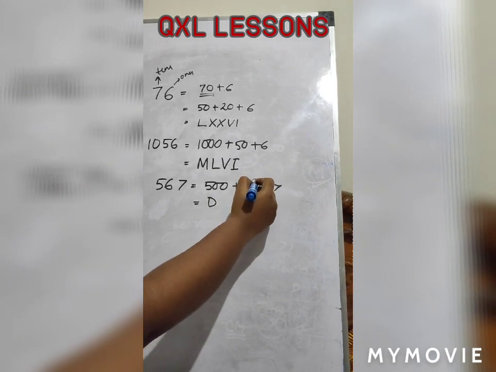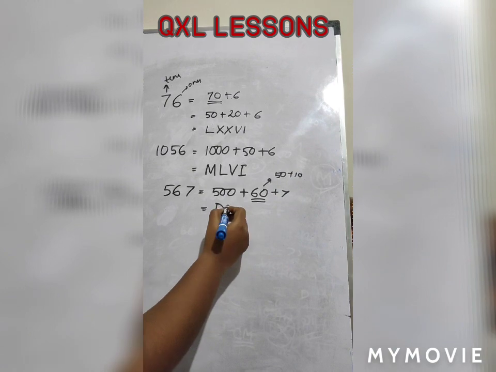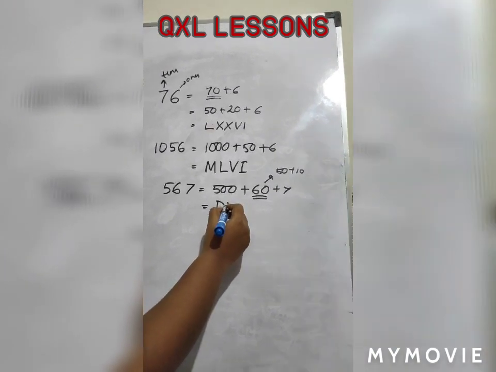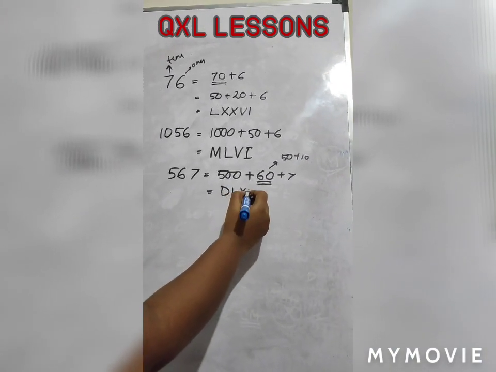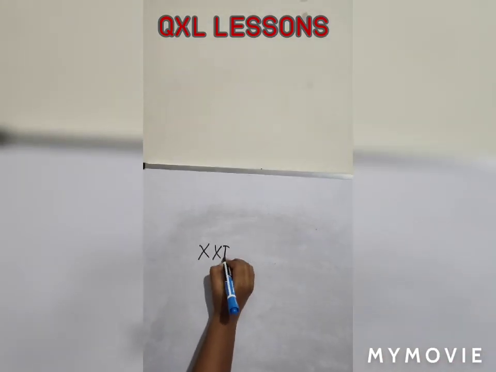So 500 is D, 60 is nothing but 50 plus 10. So 50 is L, and I have to add, which means I have to write it to the right. So I write X, and 7 is VII.